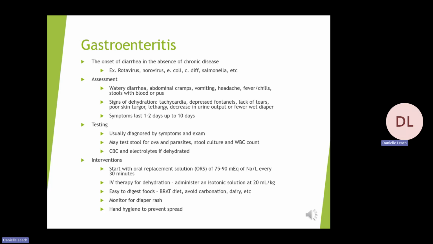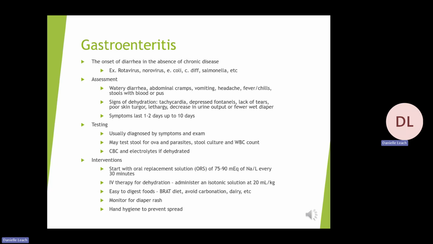We don't always normally test for this. It could be like if you've ever had food poisoning yourself, you don't necessarily go to the doctor and they test your stool. They just say it's gastroenteritis, and sort of they're all treated basically the same. So signs and symptoms: the child could have watery diarrhea, abdominal cramping, vomiting, headache, fever, and chills. Their stools could have blood or pus in them.